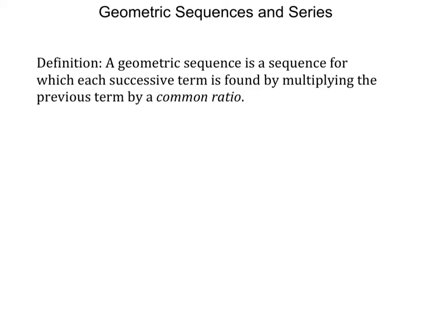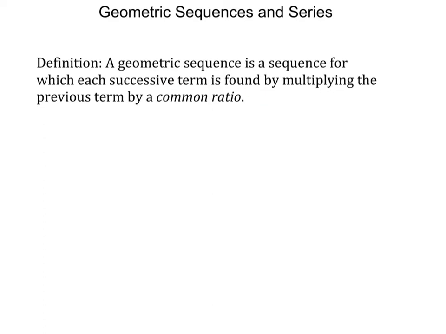So now that we've been exposed to the concept of what a sequence and what a series are, we can talk about classifications of different ones. One particular classification of a sequence or a series is called a geometric sequence or a geometric series. By definition, a geometric sequence is one for which each successive term is found by multiplying the previous term by some sort of a common ratio.